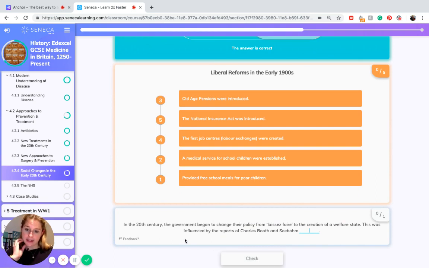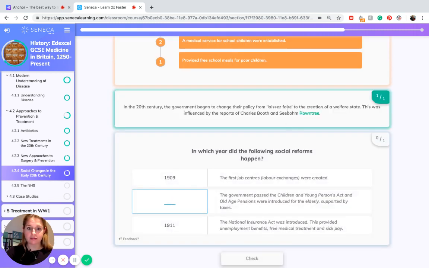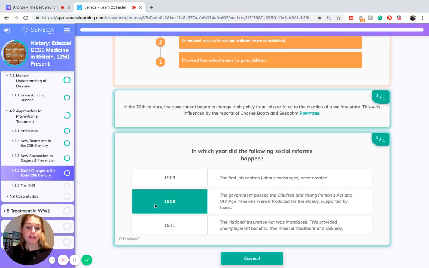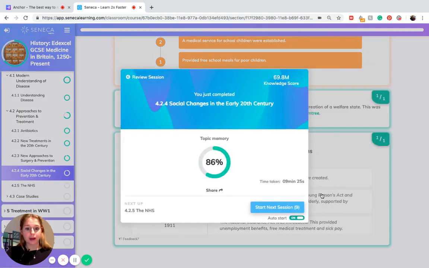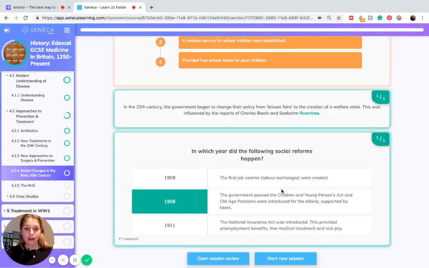So, just to recap on the influence of Charles Booth and Seebohm Rowntree, they helped change the policy from laissez-faire to the creation of a welfare state. So let's just look back on those social reforms we've just discussed. In 1909 there were the first job centres, and in 1908 the government passed the Children and Young Persons Act. And in 1911 the National Insurance Act was introduced, which provided unemployment benefits, free medical treatment and sick pay.